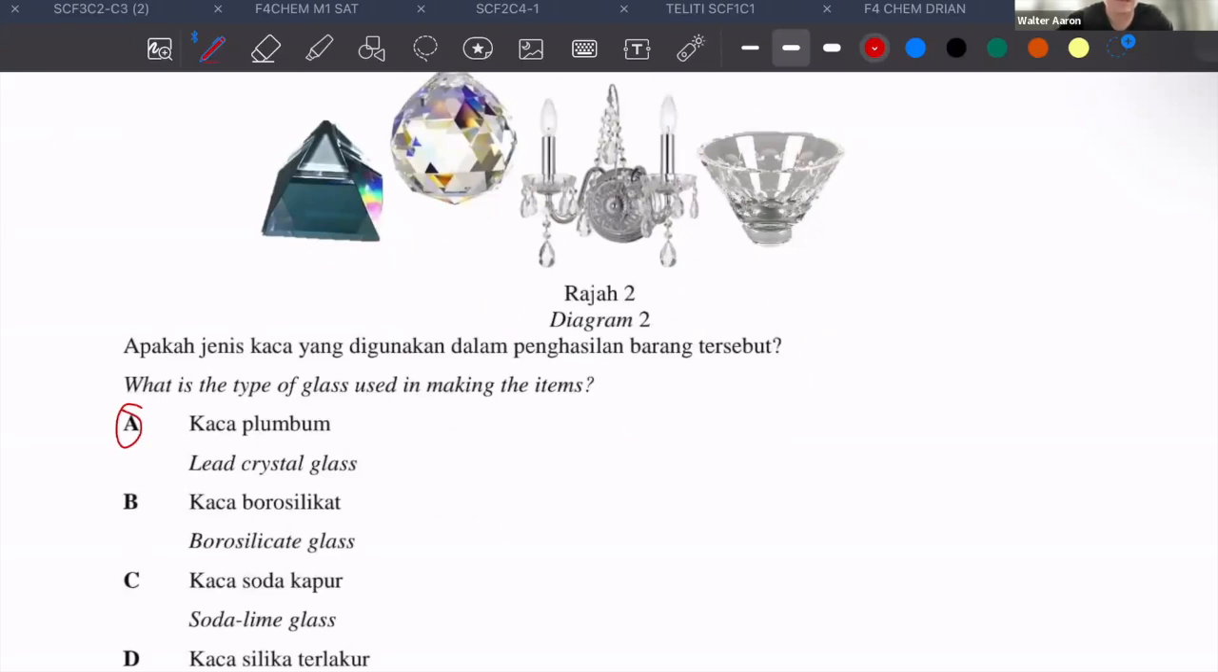The rest are used for different functions, especially borosilicate glass. Borosilicate glass is mainly used for heating and cooking because it has very high heat resistance. Even labware is made of borosilicate glass. So that's the idea.